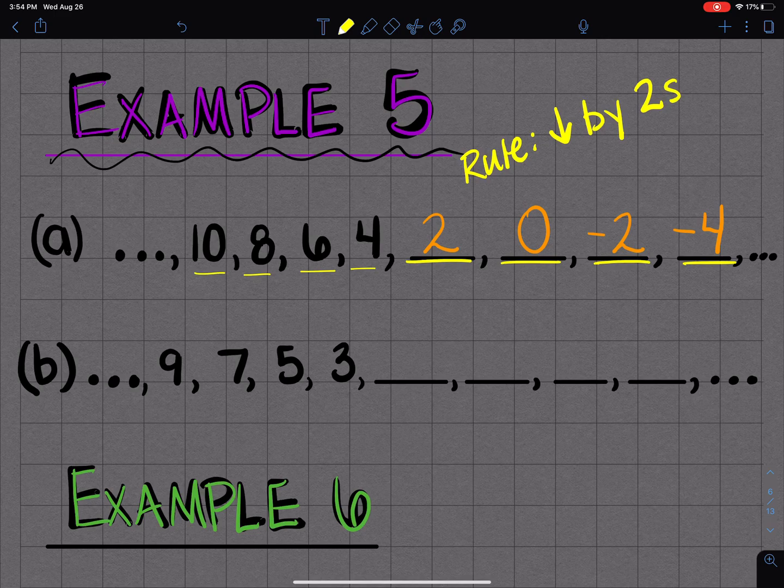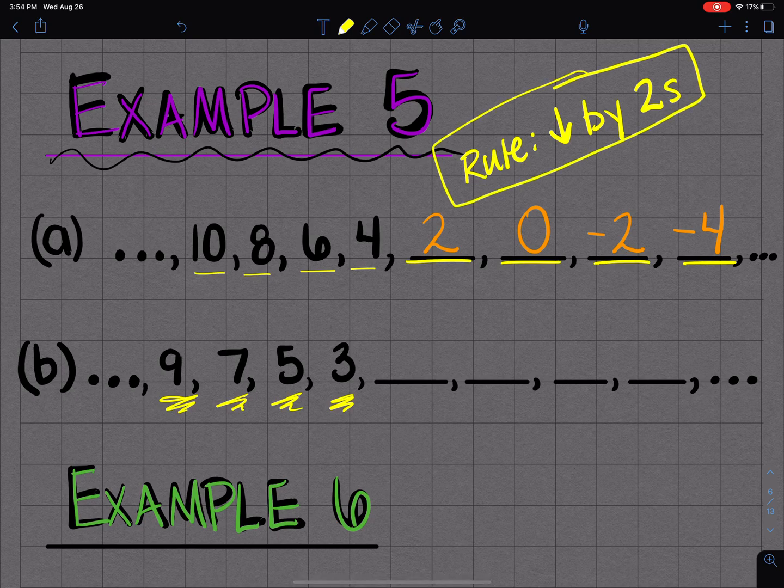All right, let's do part B. Part B, they give us the numbers 9, 7, 5, and 3. So again, the rule is that we're counting down by 2s. The rule is the same, except that we're just counting odd numbers here. So if we still count down by 2s, 9, 7, 5, 3, and we take away another 2, we're going to be left with 1.